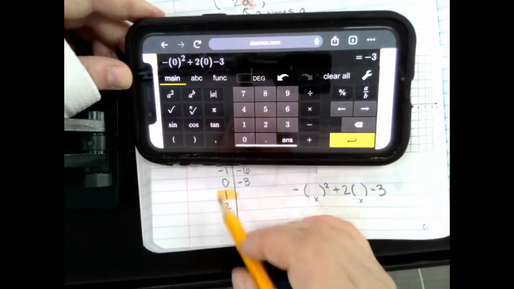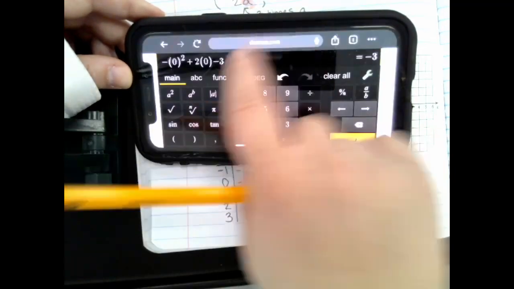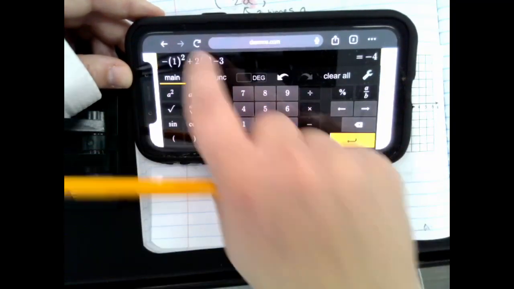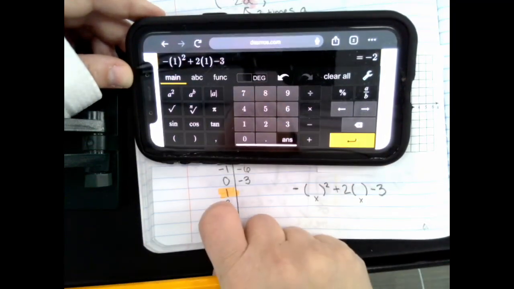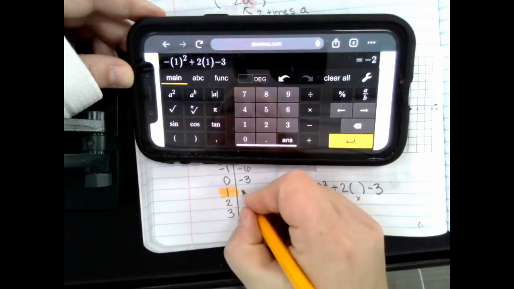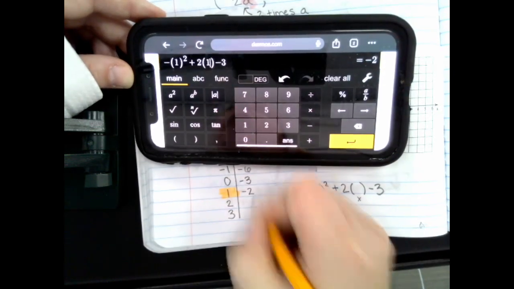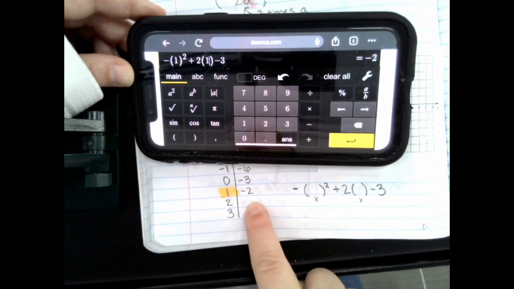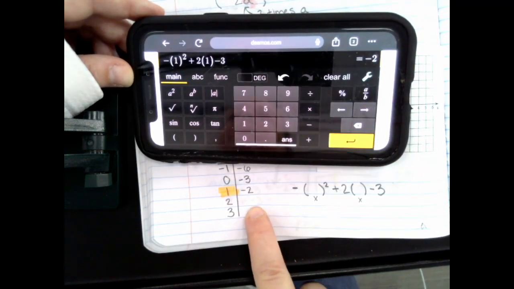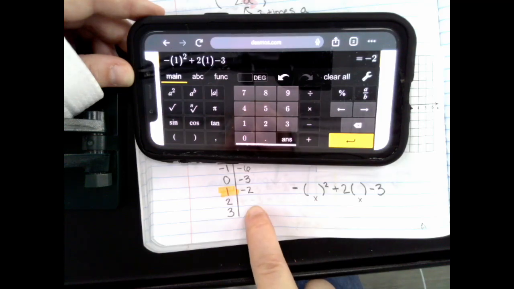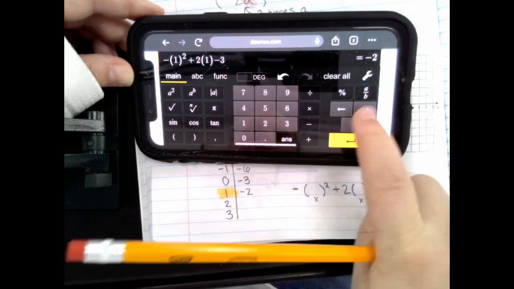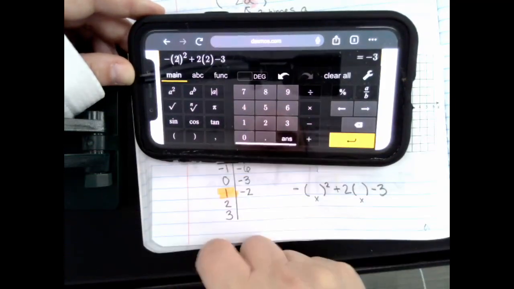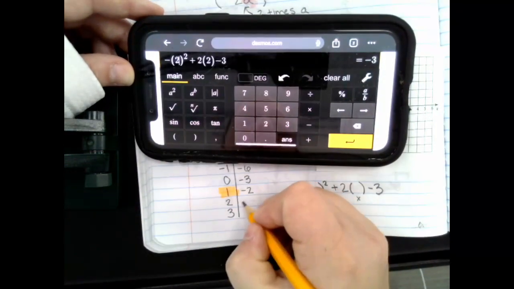All right, instead of 0, what number are we going to put in next? 1. And we end at negative 2. Now that's our vertex. That's our highest point. Our highest point is negative 2. So what should happen in the next number? It should go back down. Good. So instead of 1, we're going to put in 2. And it went down to negative 3. So that's good.